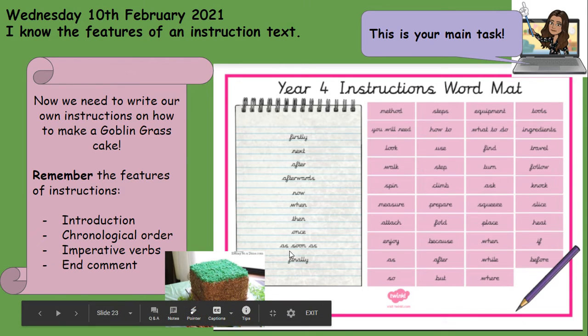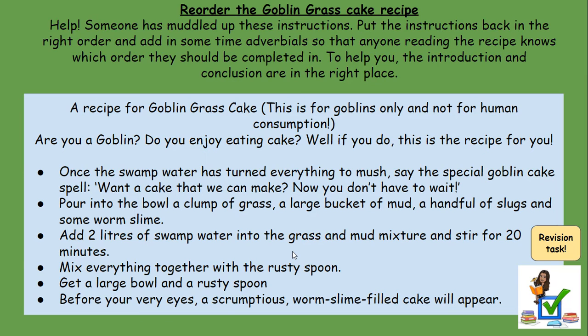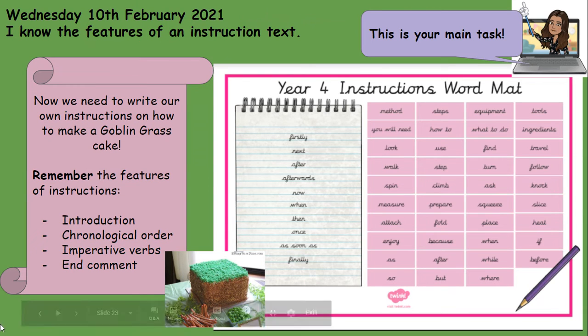And you need to make an end comment as well, like we have here. Before your very eyes, a scrumptious worm slime filled cake will appear. Maybe your goblin grass cakes won't have slime. Maybe they'll have spiders or ants. They might have a crunch. Who knows? Have a think, and I can't wait to read what you guys put into your instructions and what kind of recipes you create as well.